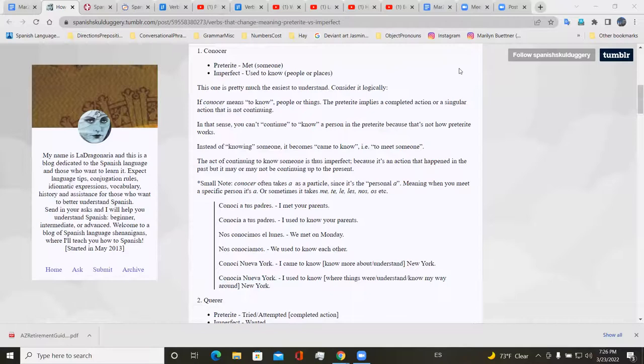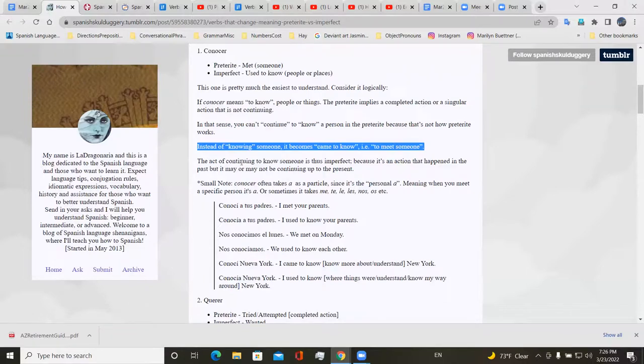Okay, so if conocer means to know people or things, the preterit implies a completed action or a singular action that is not continuing. And therefore, it has to be a first time. So this is probably the easiest out of all these verbs to explain. And maybe one of the easiest ones where you may see a definite flippy-flop between preterito or imperfecto, depending on what the story is as somebody's telling you. So in that sense, you can't continue to know a person in the preterit because that's not how preterit works, okay? Instead of knowing someone, it becomes came to know or to meet someone.